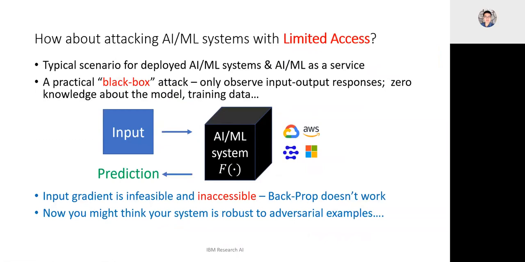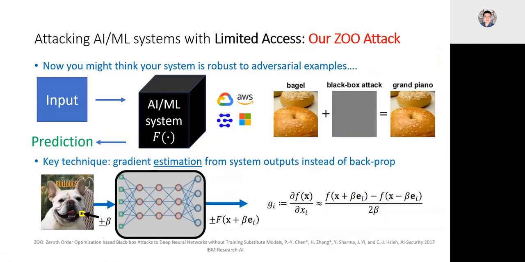There was a time people believed this black box setting is actually robust to these adversarial perturbations, because now you are not able to do backpropagation and hence my model should be secured. But our recent work shows this is actually not the case. It turns out that even without doing backpropagation, we can still generate these adversarial examples. Our work published in 2017 is the first work that tries to make this attack more practical in a black box setting.